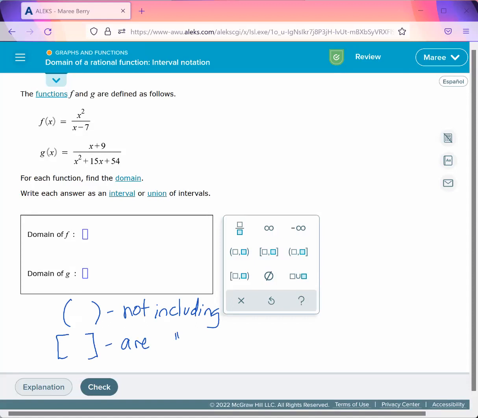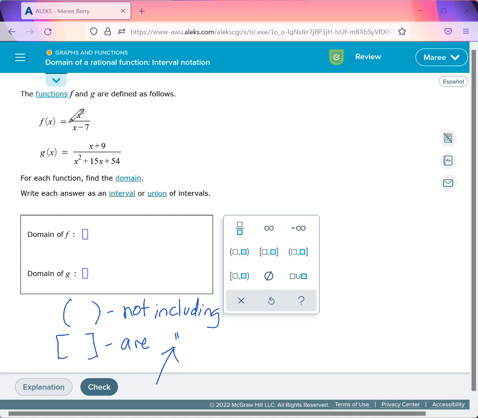These are called ditto marks. And it just means read what's above it. Okay, so when we're looking for domain, basically we can use any x except for the x's that make the function undefined or unable to work.